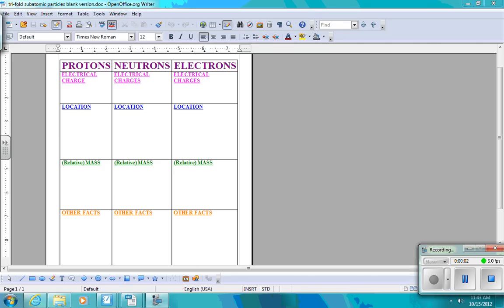Next, we are going to take a look at a chart. I gave you a handout. I want you to staple this into your notebook. Protons, neutrons, and electrons. Those are the subatomic particles, and we're going to discuss their electrical charge, their location in the atom, and their relative mass. Relative mass meaning their mass in comparison to the other particles of an atom. And then we'll discuss a few other facts that we need to understand about these subatomic particles.